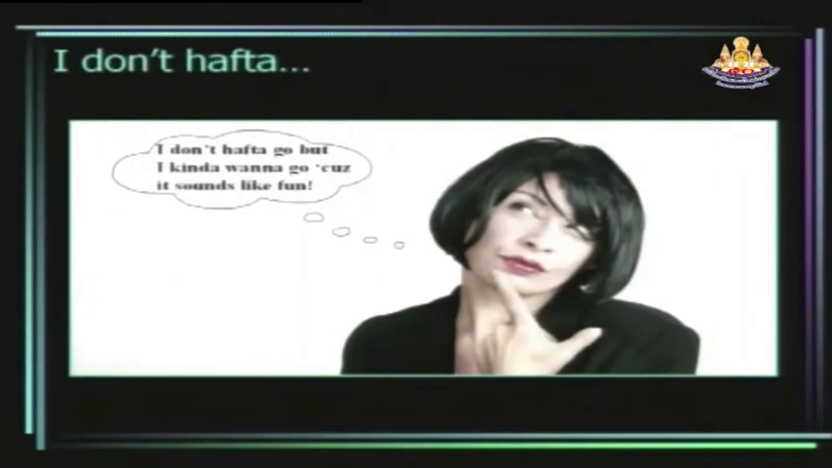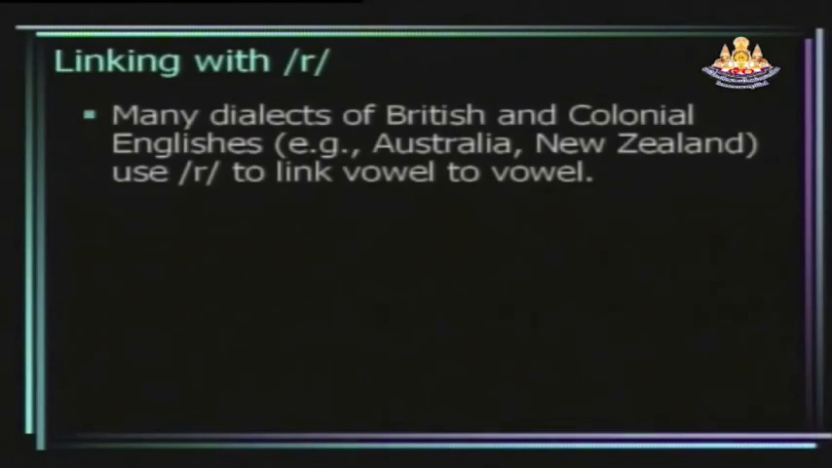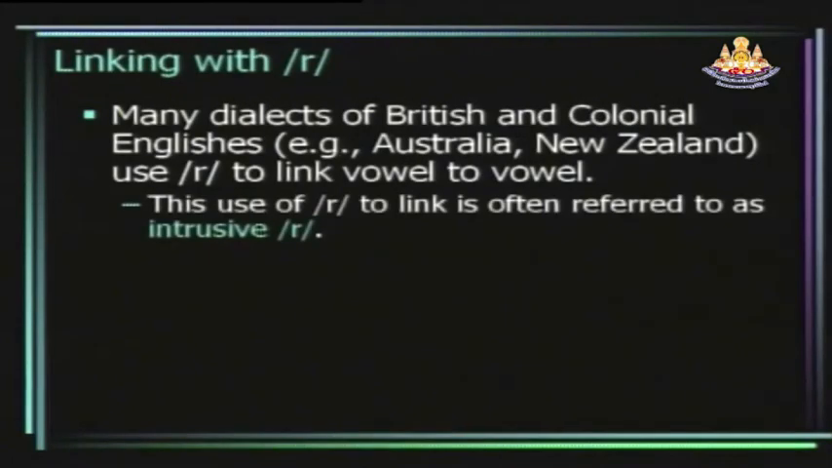Okay. I'm going to talk very briefly about another form of linking, which is linking with R. But linking with R is not typical in American English. However, I'll mention it because it is an important part of British English and other colonial Englishes such as Australian English or New Zealand English. Very often they use R to link vowel plus vowel. And in linguistics, this phenomena of linking with R is often called intrusive R.